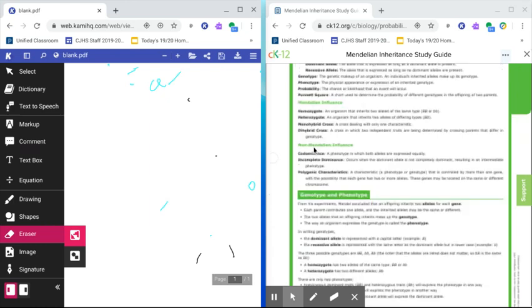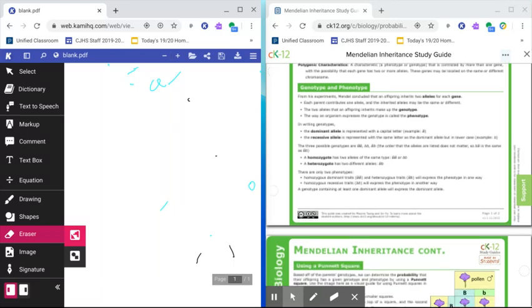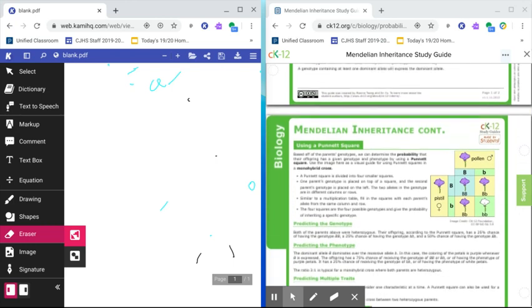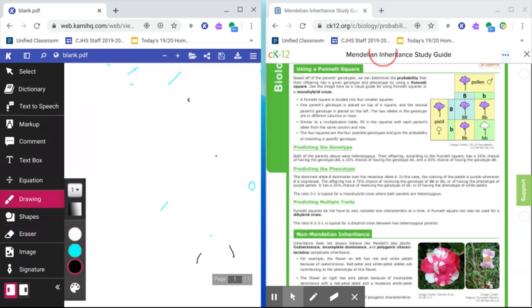Okay? Homozygous, heterozygous, dominant, recessive, genotype, phenotype. I'm going to talk about Punnett square in just a minute. Yeah. And I think we're ready. So Punnett squares here are tools. They're just a way to organize traits to figure out the likelihood of offspring having a certain trait.